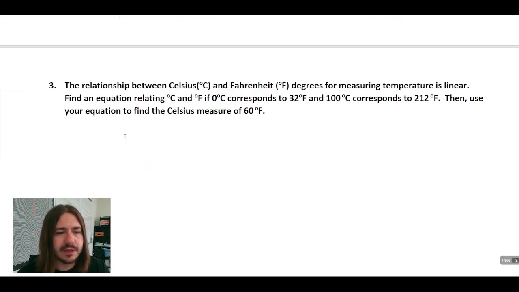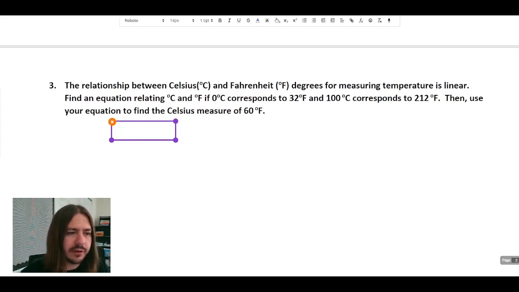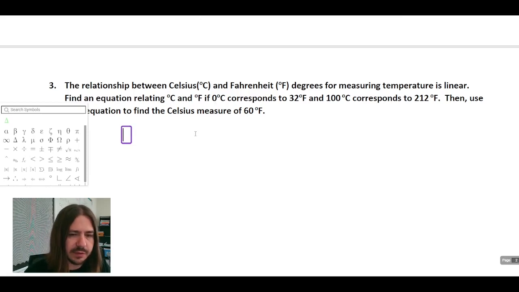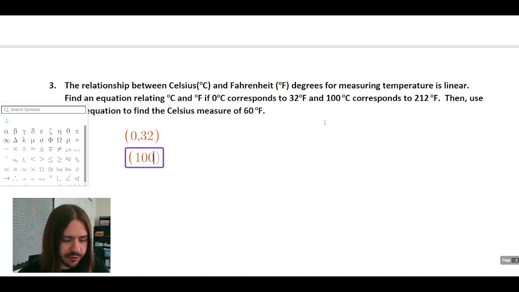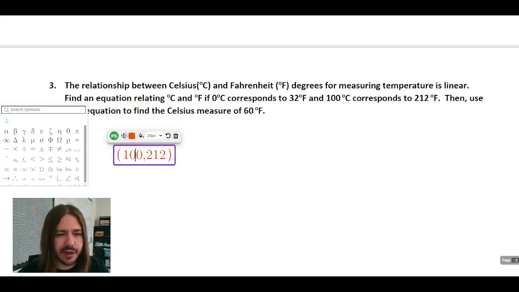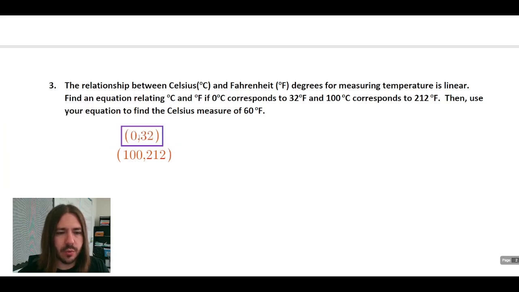So first, let's come up with our two coordinates here. So they say, 0 degrees Celsius. So I'm going to start with my x being Celsius, so (0, 32) degrees Fahrenheit. Notice how this is going to actually be our y-intercept because the x is 0 here. And then 100 degrees Celsius corresponds to 212 degrees Fahrenheit. So here are the two relationships that we have. We can find the average rate of change. We already have the y-intercept, and really that's all we need for the equation. We just need to find the slope here.